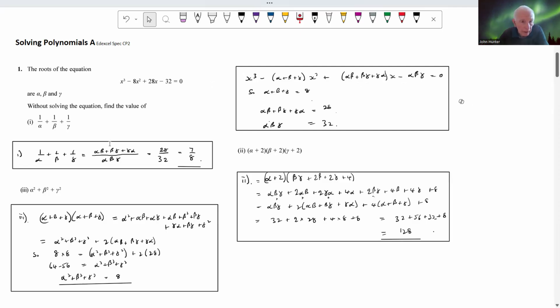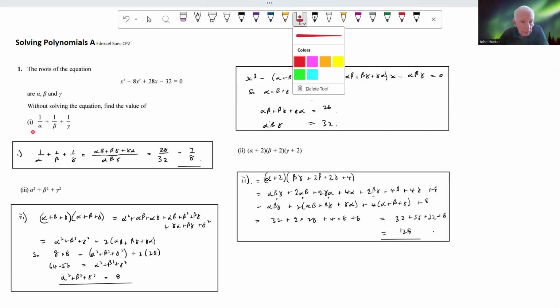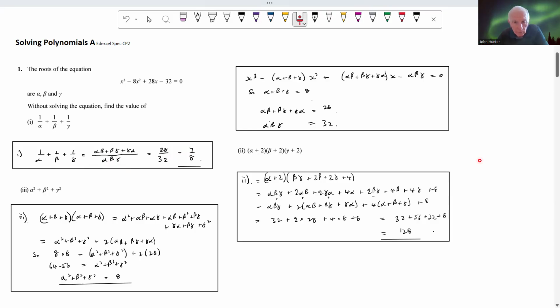Right, so armed with that, we're asked in part 1 here to find the value of that. Well, if we notice that that is equal to this, once we've put it over a common denominator, we get this expression here, and we've got those values there, 28 and 32, that's equal to 7/8. Right, the other ones are in a similar vein, slightly more difficult perhaps.